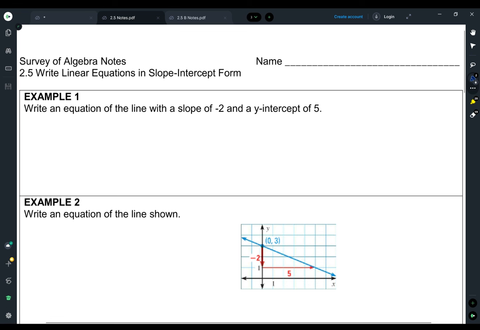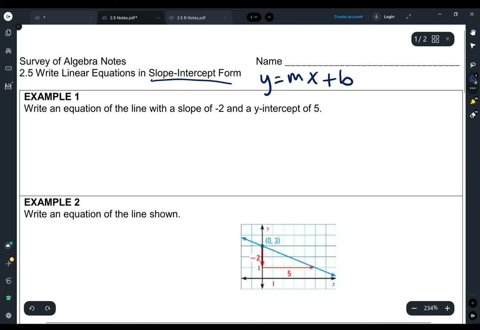Survey of Algebra Notes 2.5. Write linear equations in slope-intercept form. So slope-intercept form is that form we've been working with and graphing with all chapter. So slope-intercept form is y equals mx plus b.